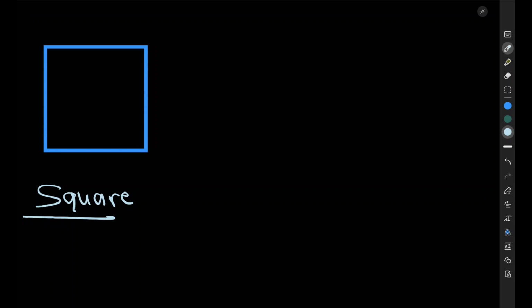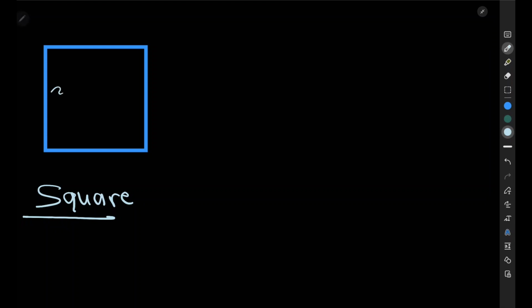Okay, we see this one everywhere. Not to say that the other ones we don't see everywhere, but if we talk about appearance, it probably takes 50% of the quadrilaterals in terms of how we see it in our lives. We see so many shapes that are square. Okay, so what are the properties of a square?